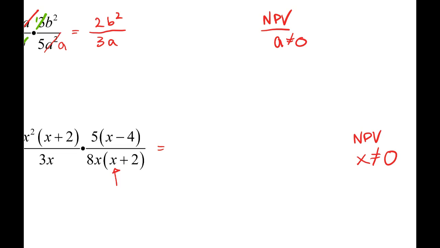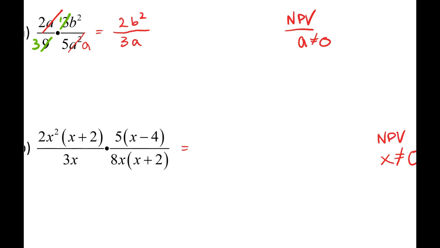Also can't have a negative 2. Because if I put a negative 2 in here, you're going to end up with 0. So there's my non-permissible values. Alright, now before I simplify, I'm going to see if there's anything that I can cross off here. In other words, cancel out. So x plus 2 and x plus 2 cancel.